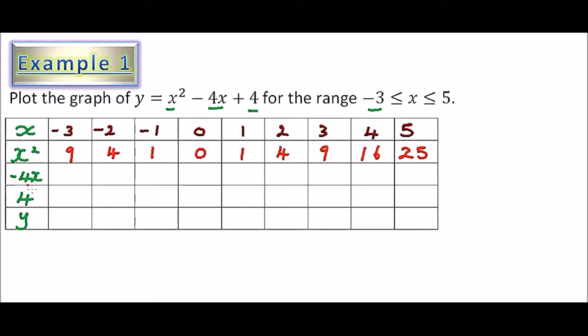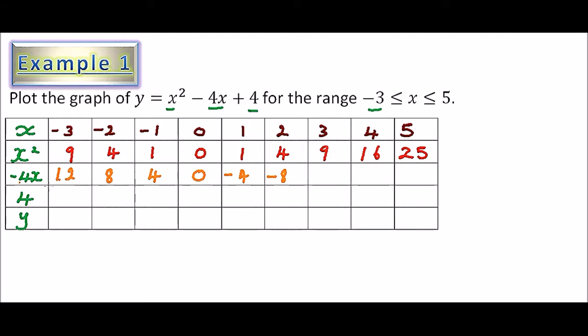From there we have minus 4x, so it means we multiply minus 4 with the value of x. Minus 4 times minus 3, you get positive 12. Minus 4 times minus 2, you get positive 8. Minus 4 times minus 1, you get positive 4. Then minus 4 times 0, you get 0. Minus 4 times 1, you get minus 4. Minus 4 times 2, you get minus 8.